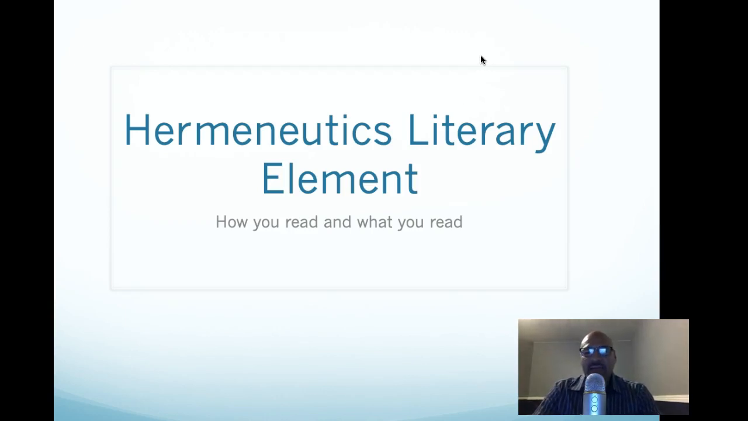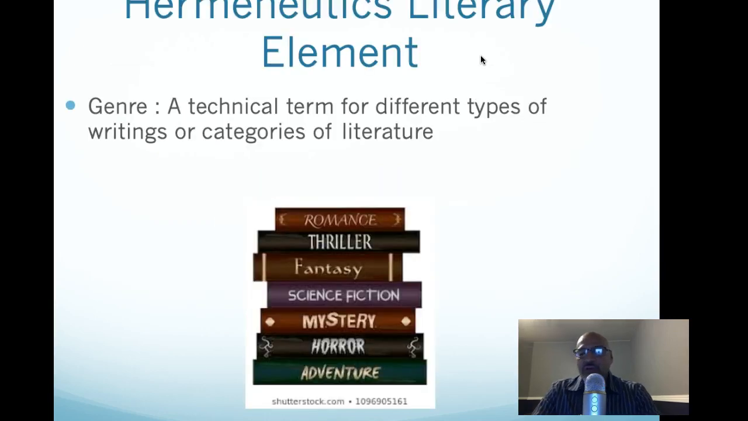It's almost as if you were to go into a movie theater and you would see a romance movie, a thriller, a fantasy. You see all the different types of books in a library, you see the genre categories. Well, the Word of God is also written in categories. It's also written in what we would call topics and different types of writings, or genres of writings.